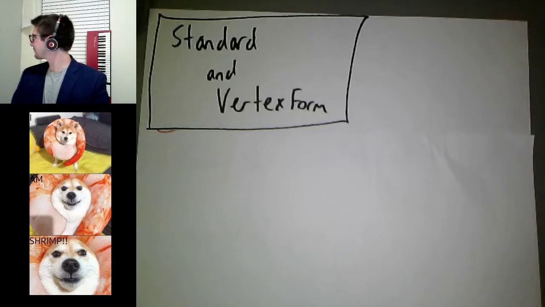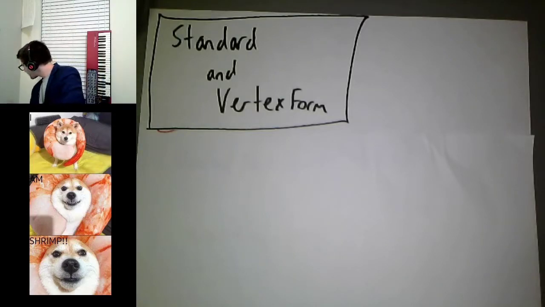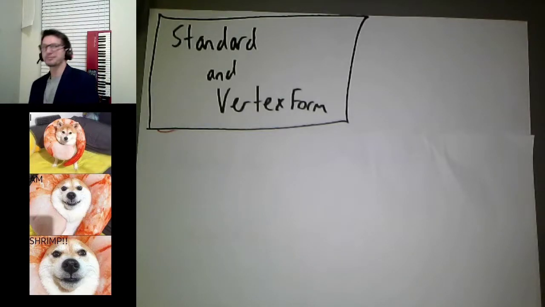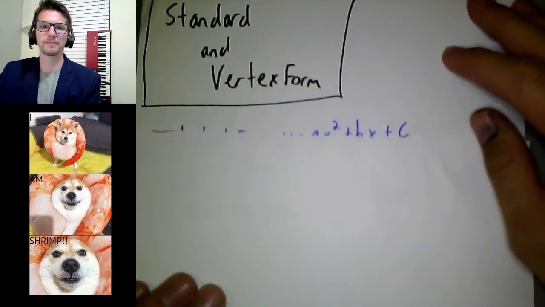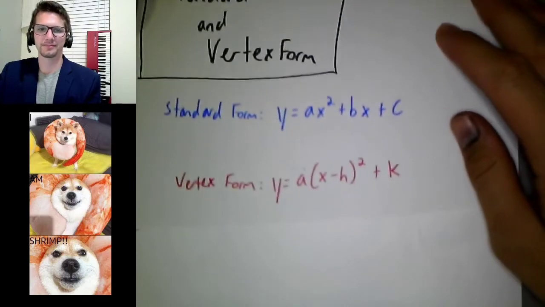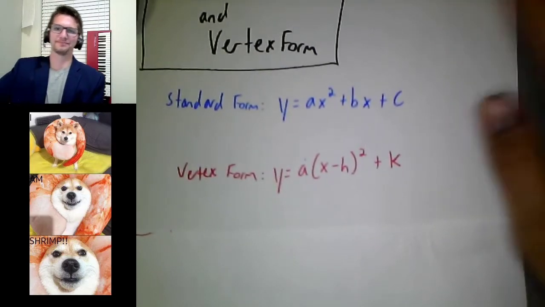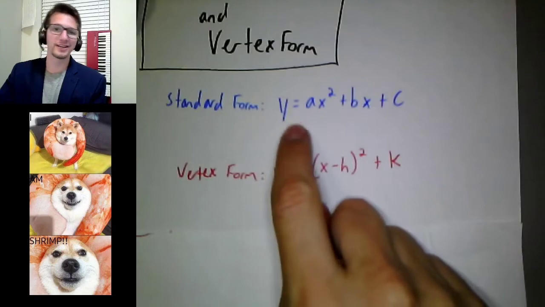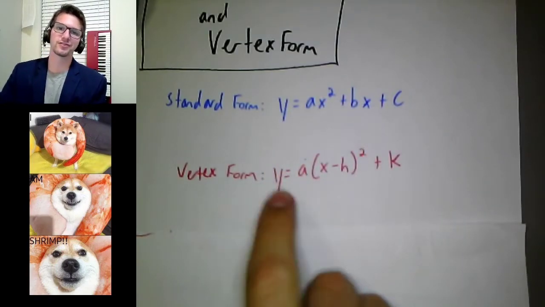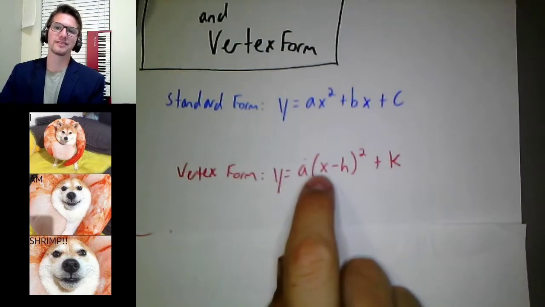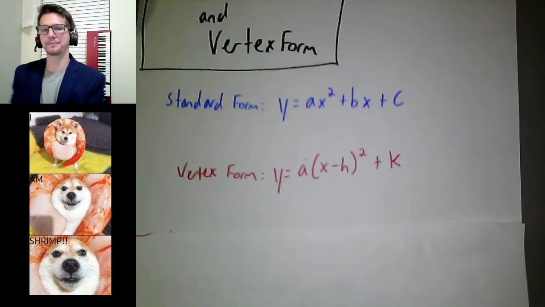So we're going to take a break from Desmos, and looking at our calendar, we're talking about standard and vertex form today. We've mentioned both of these before. What do they look like? Standard form is y equals ax squared plus bx plus c. And vertex form is y equals a times the quantity of x minus h squared plus k.